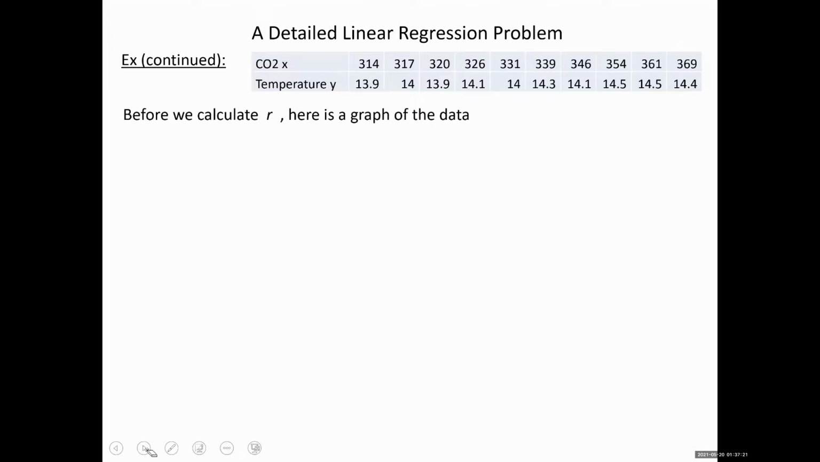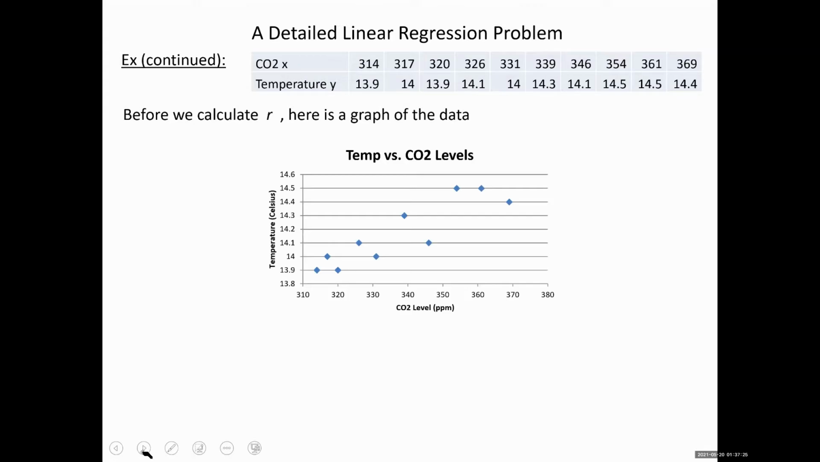Okay, now remember part A was calculate r. Before we calculate r, here's the graph of the data. So this is a graph of the data just so you know, you don't have to draw any graphs, okay? But I'm drawing it for you because I can, and it takes a second. So there's the graph of the data. And from the data, you tell me, do you think r in this problem is positive or negative? Just positive or negative, what do you think? Positive. Positive, yeah, because the data is trending upward.